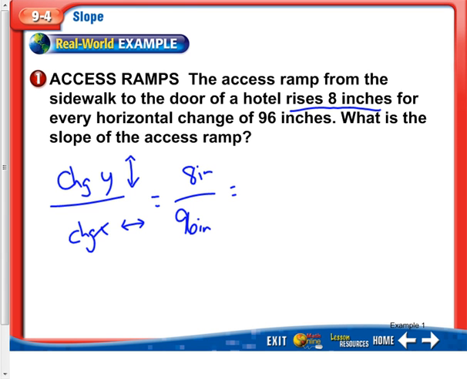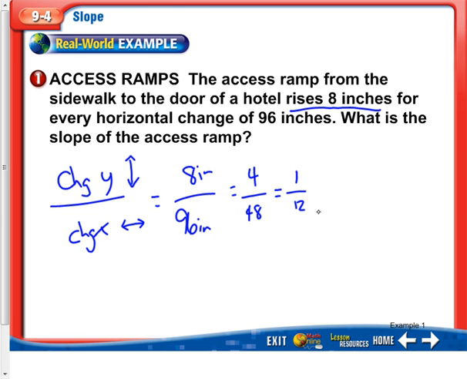Okay, as slope, we would like to write this ratio in simplest form. So just looking at it, I see I can divide by 2, so I could get to 4 and 48. Again, now I can see that I can divide that by 4, so I can break it down even more, and I'll end up with 1/12. So what this means is for every 1 inch of rise, you're going to have 12 inches of run.